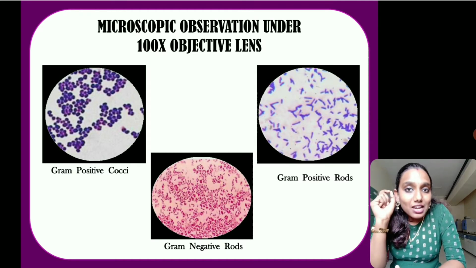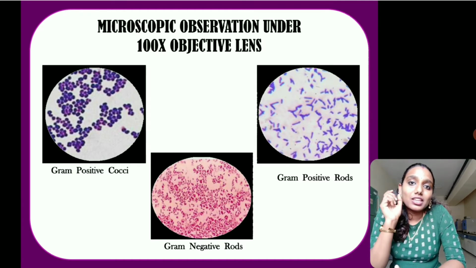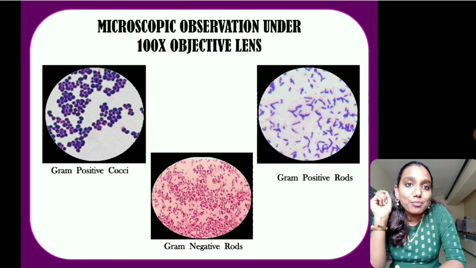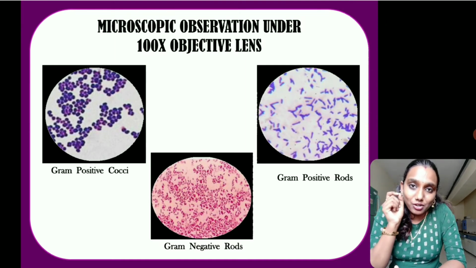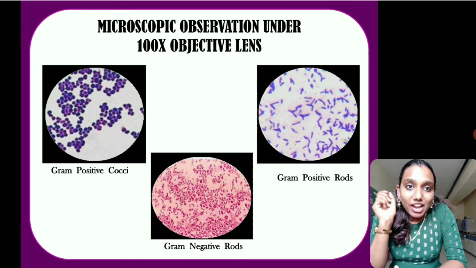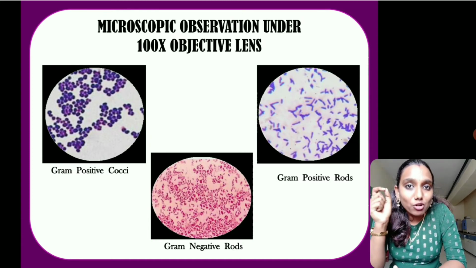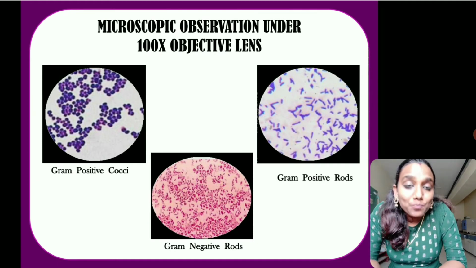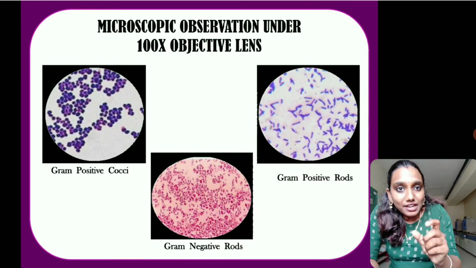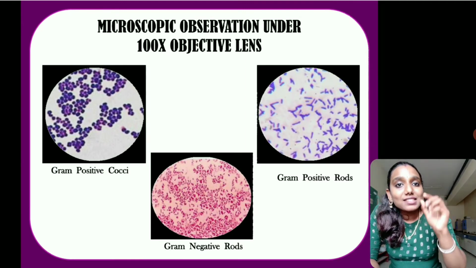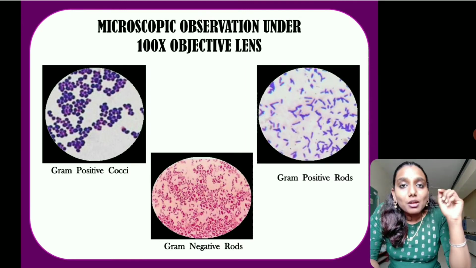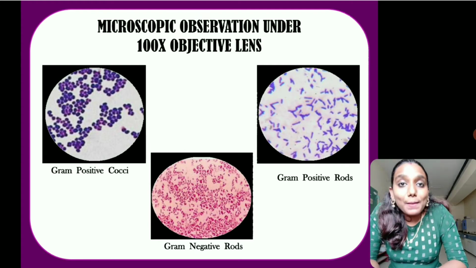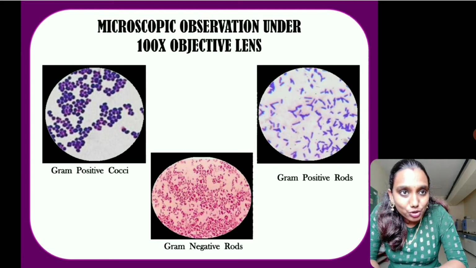Now the bacterial culture that we used during the performance was gram-positive cocci. The first image that you are seeing was Staphylococcus. Now the example of a gram-positive cocci is Staphylococcus. So we used a staphylococcal organism to perform gram staining. As you can see, the Staphylococcus has a thick peptidoglycan layer, because of which it is appearing purple in color under the microscope.